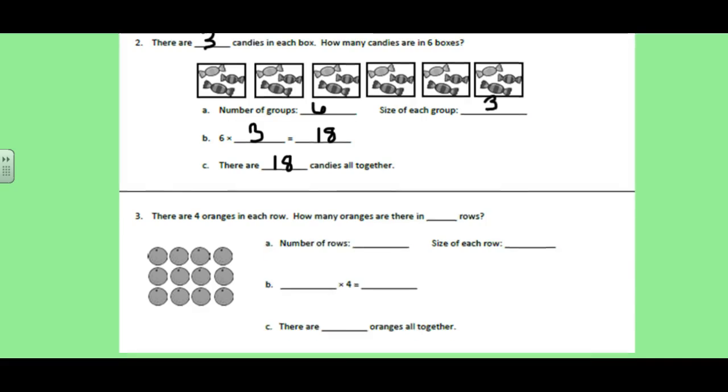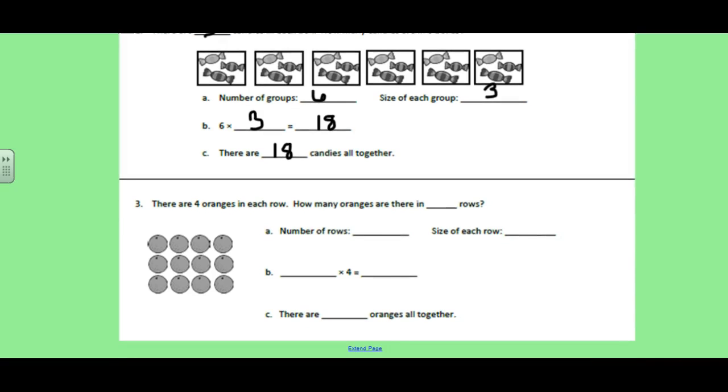So now we're ready to move on to number 3, and as you can see, this picture is no longer equal groups. This picture is an array, which is the lesson that we worked on yesterday. So once again, I want you to take a look at what the question's asking you, look at all of the blanks, use the array to help you figure out how many rows and how many in each row, and then here's your multiplication equation, and then you're going to answer how many oranges there are all together. So I want you to push pause and work on all the blanks for number 3, and push play whenever you're ready to check those.